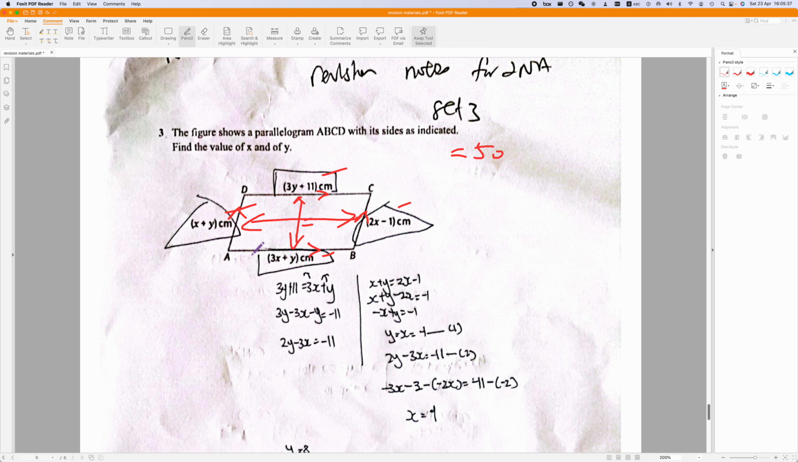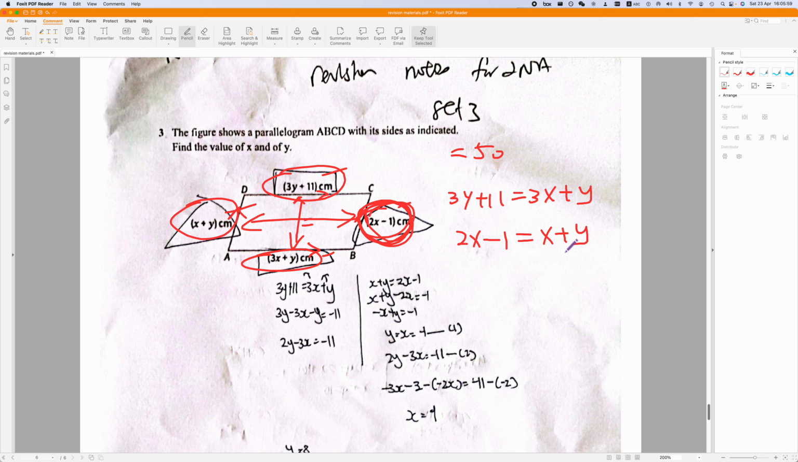Based on this concept, you can see that 3y, which is this one, plus 11 is equal to this one, 3x plus y. Then similarly the 2x minus 1 and this one are equal. So far so good. Then after that, you simplify accordingly. How do you simplify? Combine similar terms.